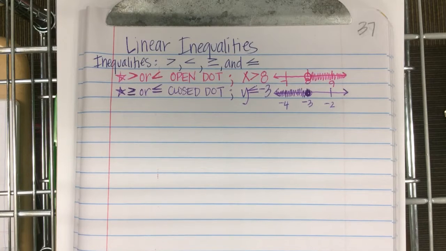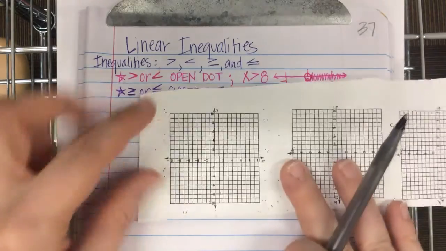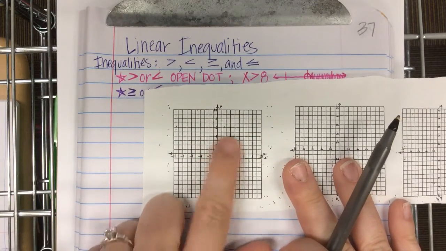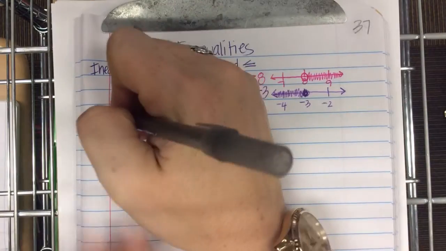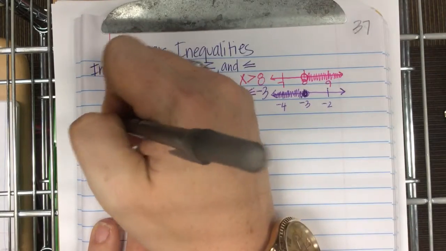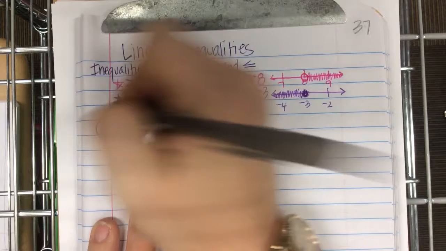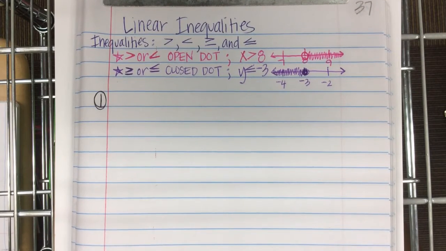So, unfortunately, it's a little bit different because we don't have just one line. We're graphing and we have a coordinate plane. So to graph a linear inequality, you have to follow these steps. In order to graph anything, what formula do you use? Slope-intercept form, y equals mx plus b.